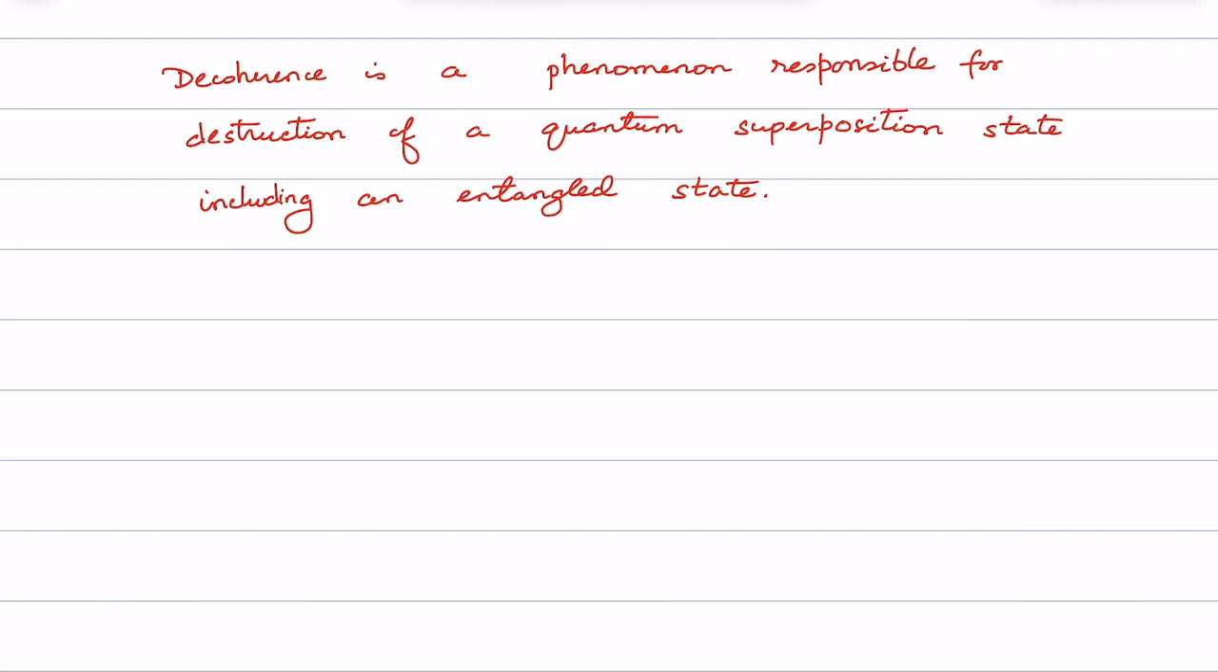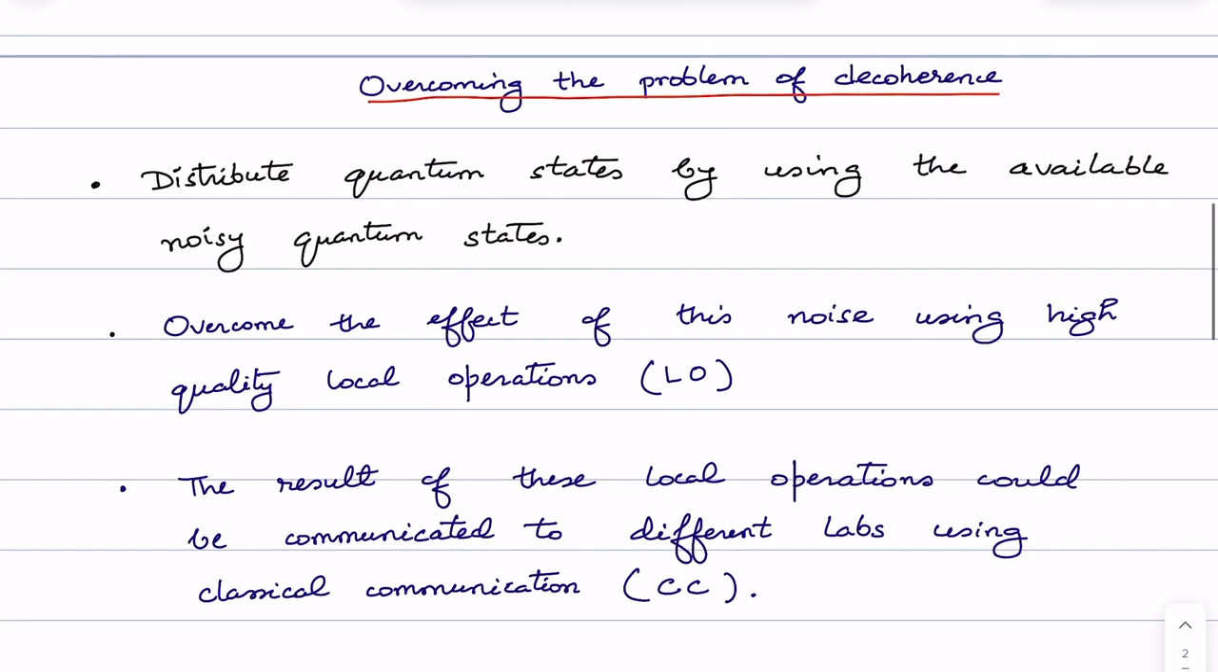Now, one way to overcome this problem is to distribute quantum states by using the available noisy quantum channels, and then overcome the effect of this noise using high quality local quantum processes in the distinctly separated labs. This is termed as local operations. In this way, we can avoid decoherence induced by communication over long distances. The result of these local quantum operations could be communicated to different labs using so-called classical communication, and this we can do by using the standard available telecom technologies.